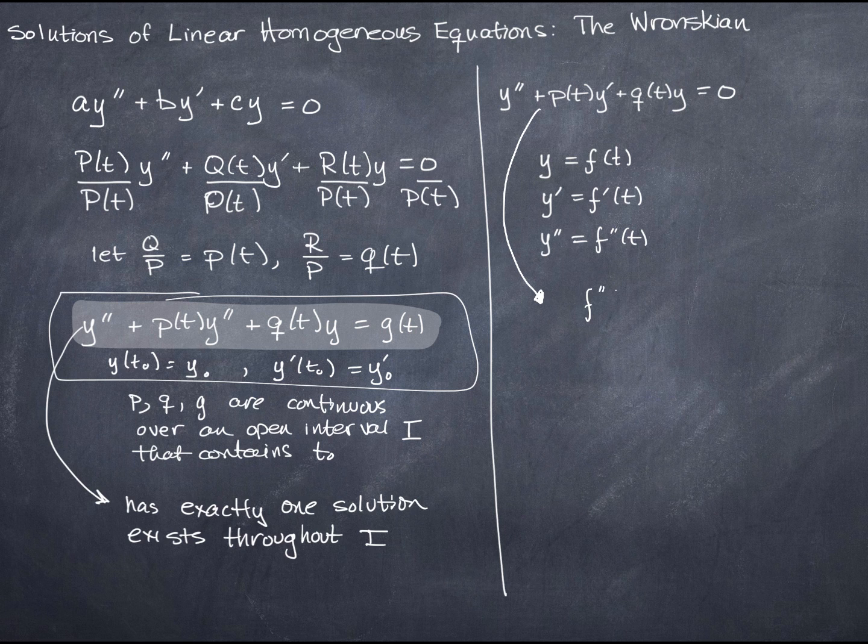It's just f double prime of t plus p of t times f prime of t plus q of t times f of t. I'm intentionally leaving this equation a little bit farther to the right than it seems like I need to, because I'm about to describe something that I will say is equal to this. And this is a second order differential equation.